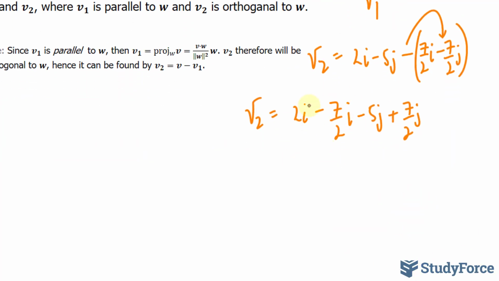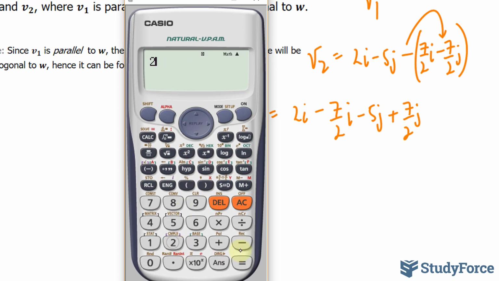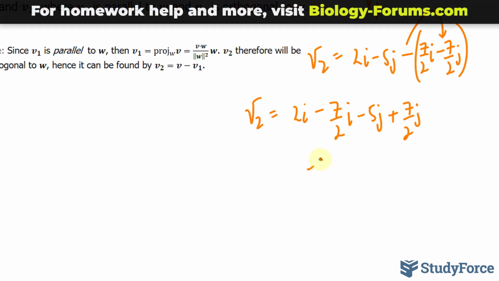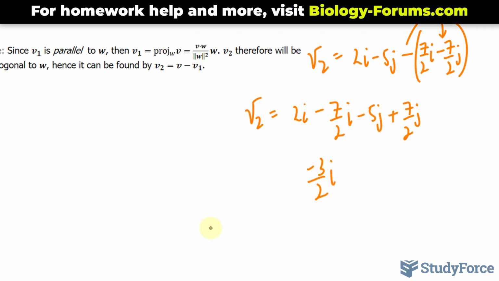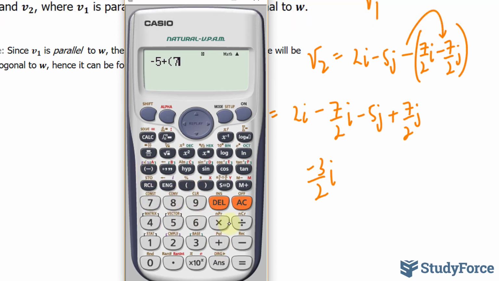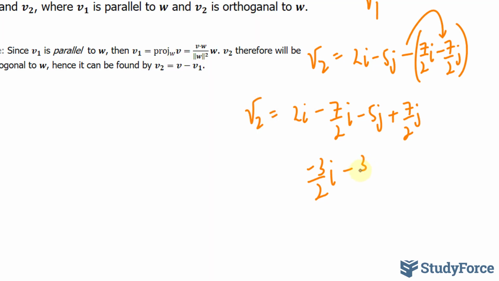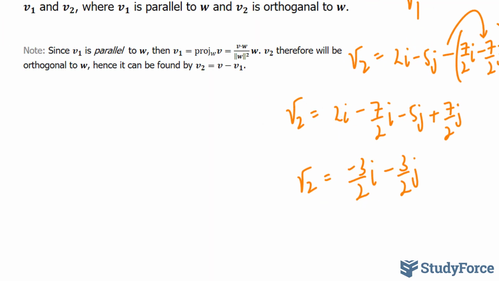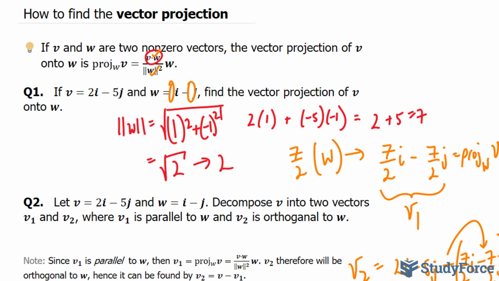Let's use our calculator to quickly combine these. We have 2 minus 7 over 2. That gives us our new x component, which is negative 3 over 2i and minus 5 plus 7 over 2. Our new y component. And there you have it. That is how to find the vector projection.